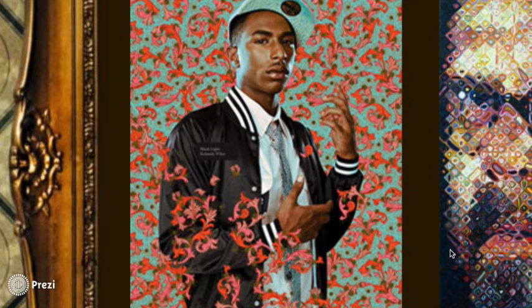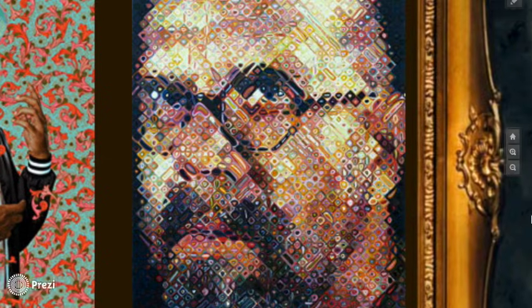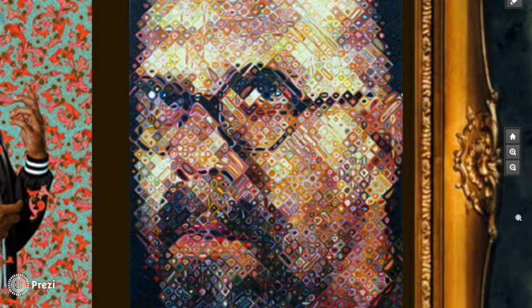And our last contemporary artist we're going to be looking at is one whose name is Chuck Close. Chuck Close is very famous for painting very large portraits of people, and this one is a self-portrait.